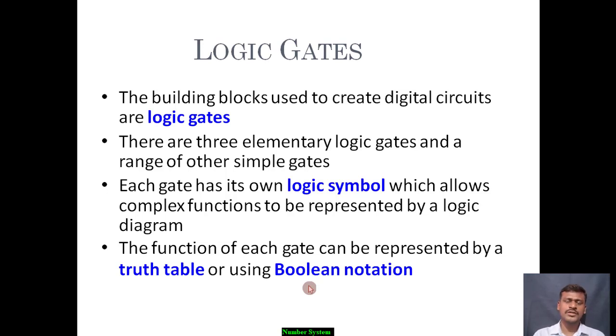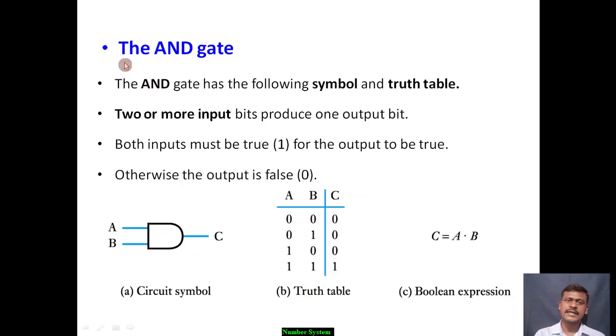Now we will move on to the types of logic gates that we are going to use for the circuitry of logic gates. First gate is the AND gate. The AND gate has the following symbol. This is the circuitry symbol for the AND gate, this is the truth table for the AND gate, and this is the Boolean expression, that is A and B. This is the Boolean expression for the AND gate.